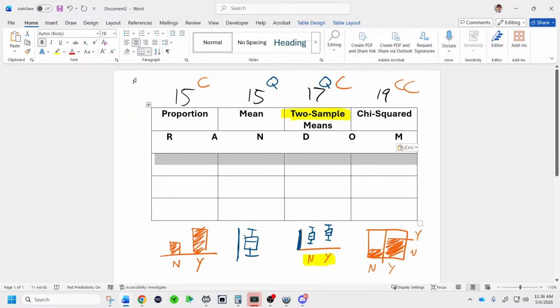The next condition is the 10% condition. The 10% condition says you need to sample less than 10% of the population. Sample less than 10% of the population.